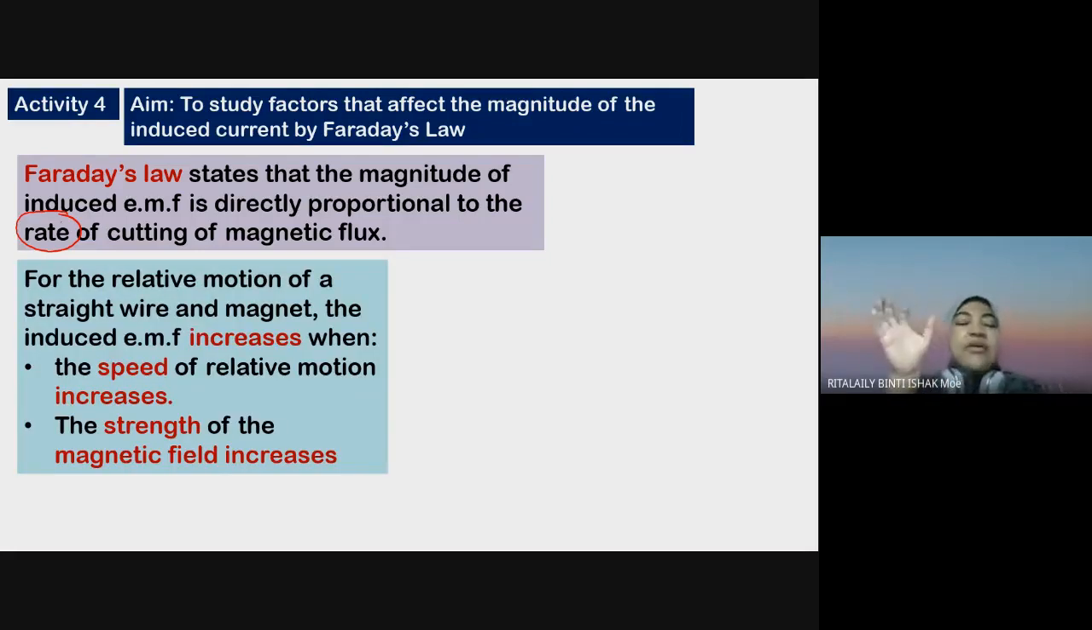As for the relative motion of the straight wire and magnet, induced EMF will increase if the speed of relative motion is increased. That was shown in the video with the solenoid. We can also increase the rate of cutting of magnetic flux if we use a stronger magnet. If the magnet is stronger, the magnetic flux is more, the magnetic field lines are more. Therefore, when we move the conductor, the cutting of magnetic flux will be higher.